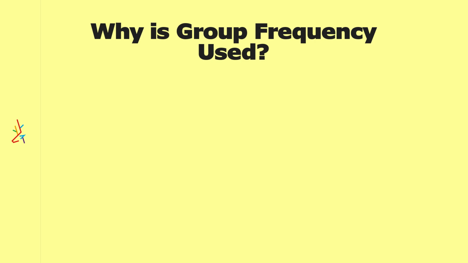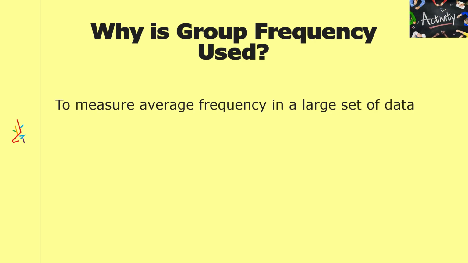So firstly, why is a group frequency table used? Well, it's used to measure the average frequency of a large set of data. So let's say you've got 1,000 schools in Hertfordshire, for example, and you've taken the ages of all the students in those schools. To do the mean of those, you'd have to add them all up. So that would be thousands and thousands of ages added all up, and it would take a long time to do that.